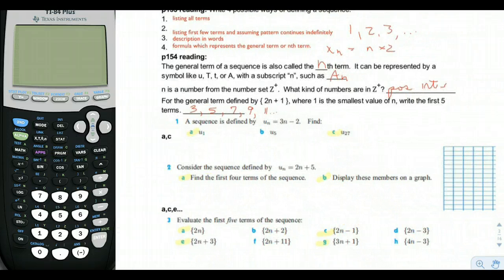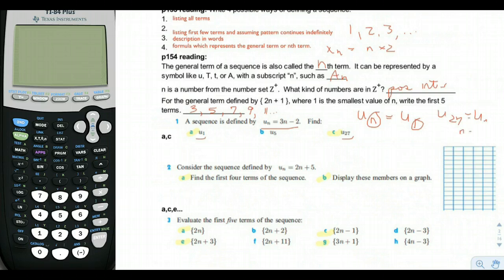A sequence is defined by u n equals 3n minus 2. Okay, so now it's asking, what is the first term? What is the 27th term? Well, they gave us a formula for it, so the only trick is, what do I put in for n? Look at the notation where I write a sub n, it would be like u sub n. So if I write u subscript 1, what do you think n is? Well, n is 1, right? What if I write u27? What does that mean? Well, n equals 27.